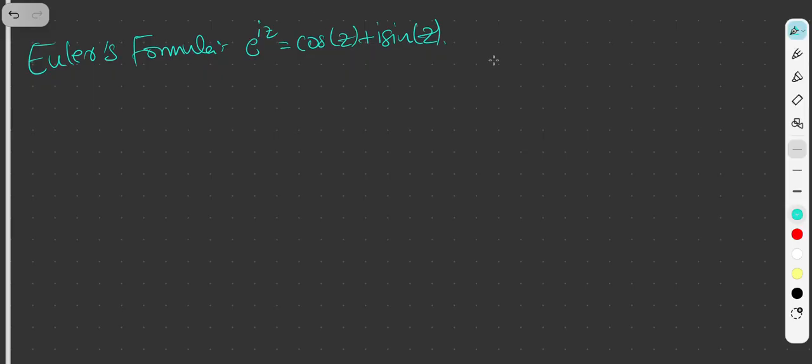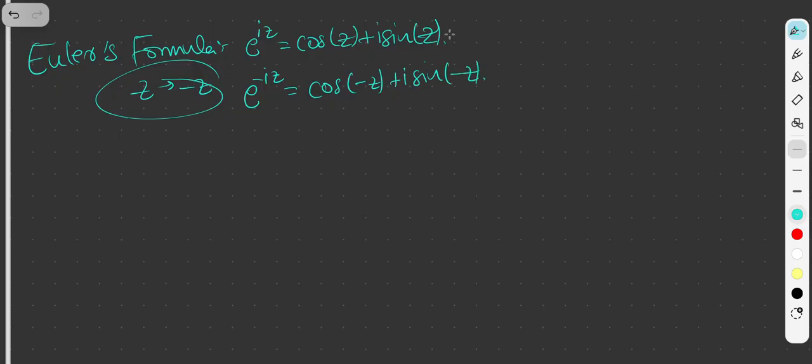I have proven this thing a couple of times, so you can consider watching those videos if you want. Here, if we replace z with minus z, we're going to have e to the minus i z equals cosine of minus z plus i times sine of minus z, right? Let me change the color. And we have two equations right here, the first one and the second one.